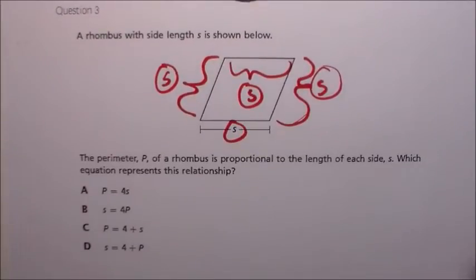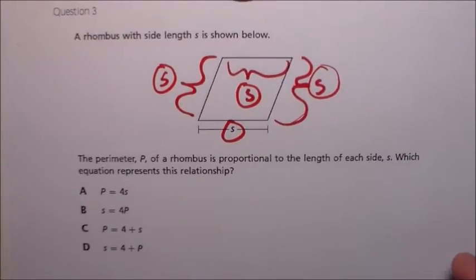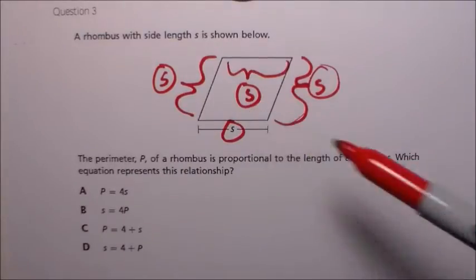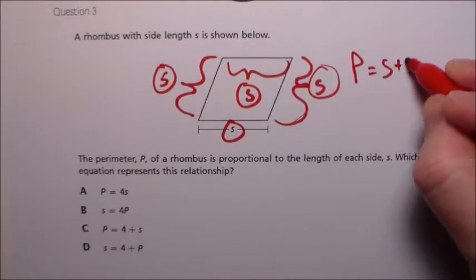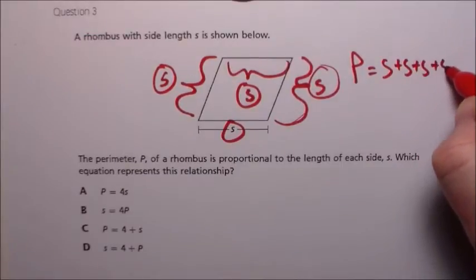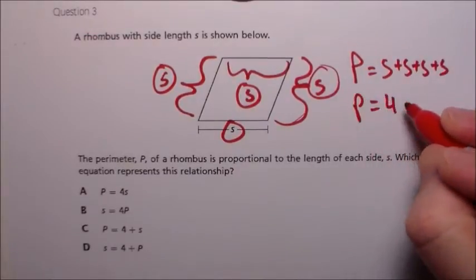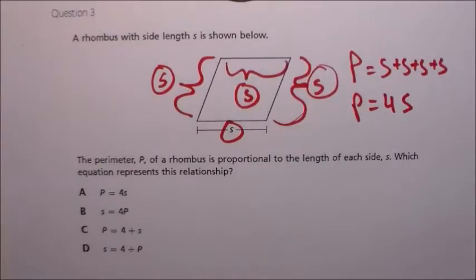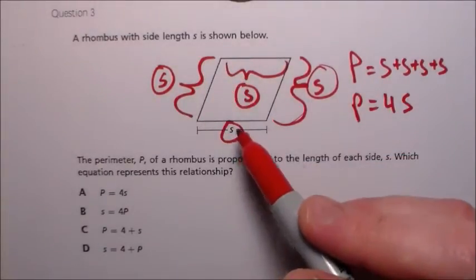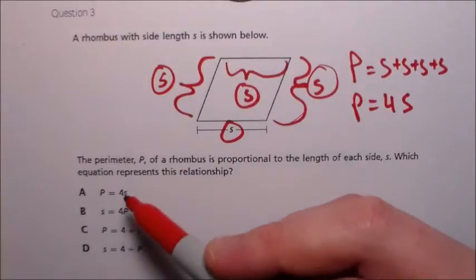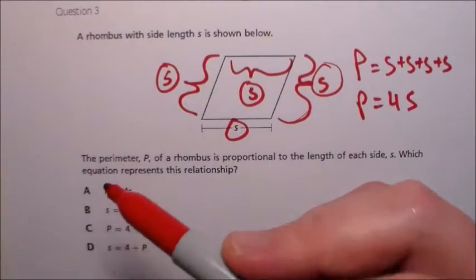What is an equation to demonstrate the relationship between that length of S and the perimeter? Well, you think about it, the perimeter, that's just going to be S plus S plus S plus S. So the perimeter is going to be 4S, right? That makes sense. I mean, the perimeter has to be S plus S plus S plus S, or 4S. So look at that. We're good to go.